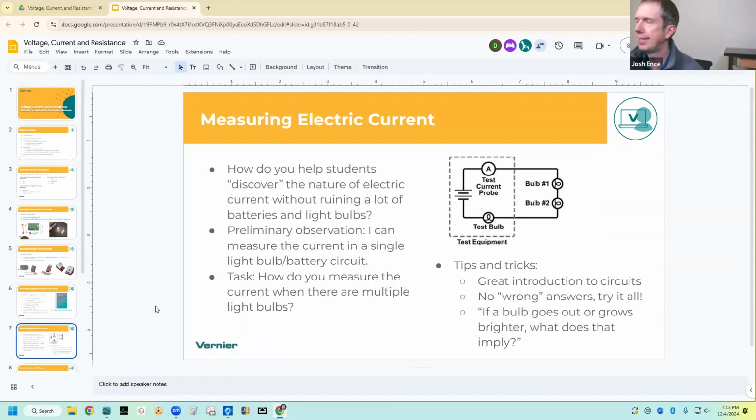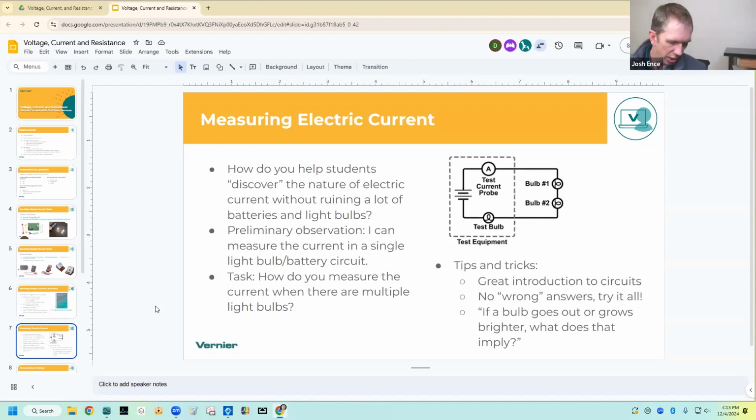I find that a lot of folks hesitate to do real hands-on circuit labs with their students. They're great labs. They're very engaging. The math isn't very hard, so they're popular. The problem is, it seems like you go through a lot of bulbs, you go through a lot of batteries, and it feels like it's a lot of consumables that you're using.